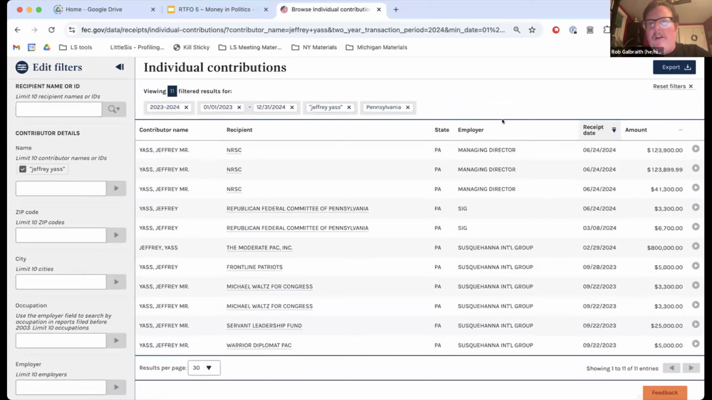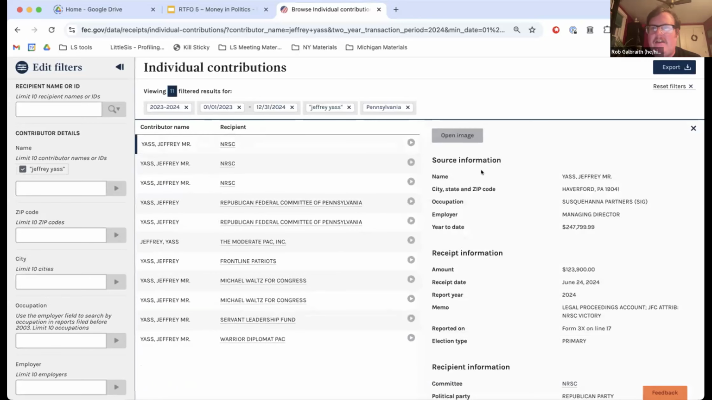But if you'll look over in the employer field, it can be a little confusing because for most of these, we have Susquehanna International Group, or the acronym SIG. But some of these, the employer says managing director instead. When you see something like that, that's incongruent with what you're trying to find, you can open up this record and look at the source information here. You can see what happened with this one is they just entered the employer, Susquehanna Partners, SIG, in the occupation field, and they put the occupation managing director in the employer field.